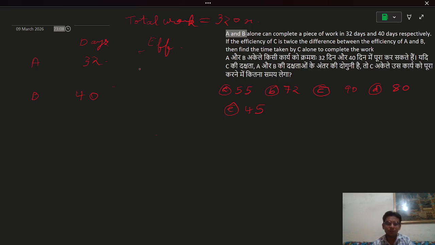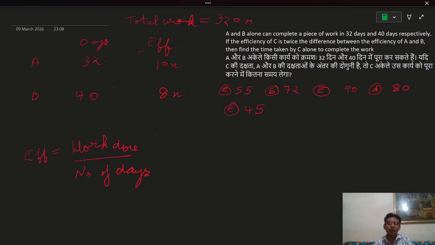Okay, so what is the efficiency? Efficiency is total work done upon number of days. I'll write the formula: work done upon number of days. So what will be the efficiency of A? Efficiency of A is 320x divided by 32, which is 10x. What will be the efficiency of B? Efficiency of B will be 320x divided by 44, 8x.